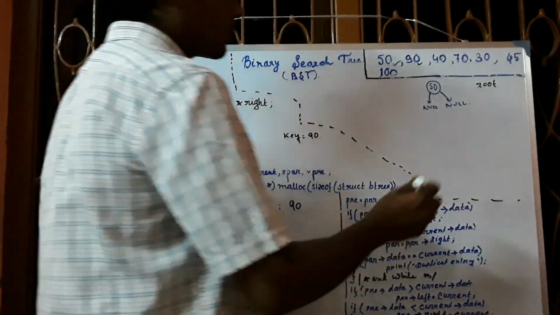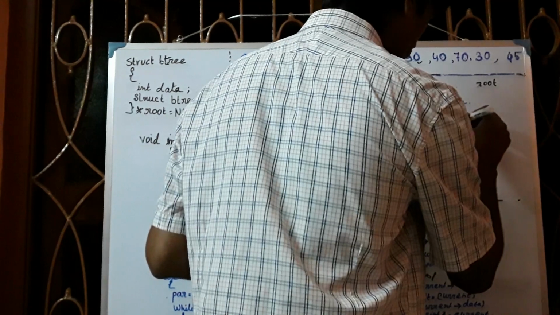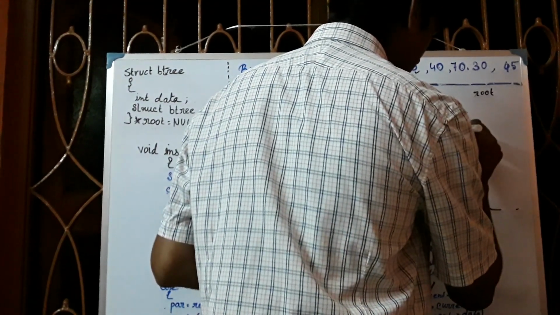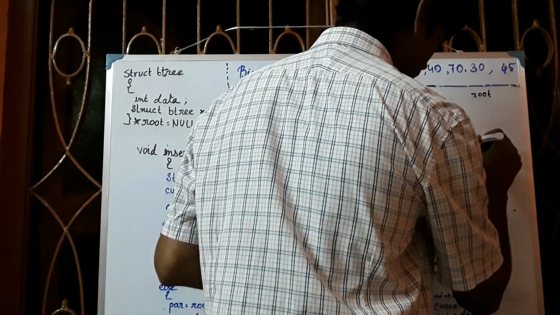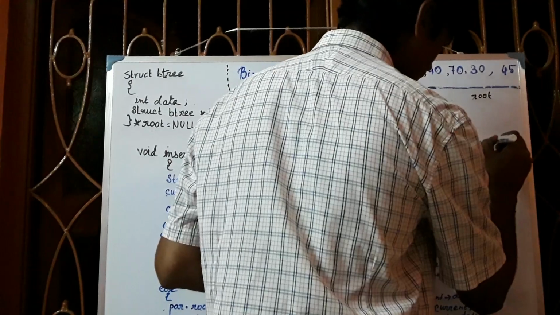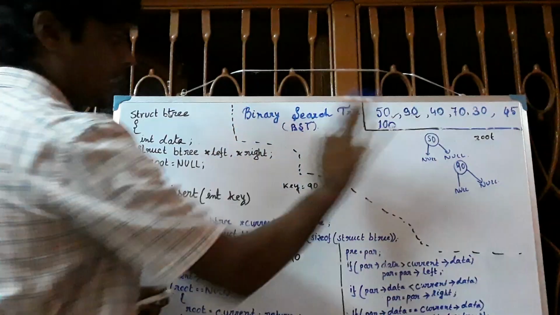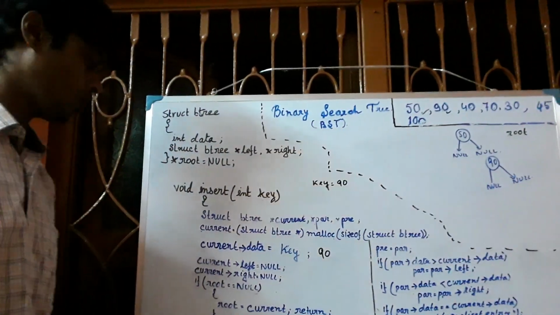So if I roughly draw, suppose this is my current. As I know, 90 must be the right child of 50, so I can say it is 90 and its left is null and right is also null, right? But 50 is not linked to 90 yet. It is not linked yet, so 90 is a separate node and 50 is a separate node.